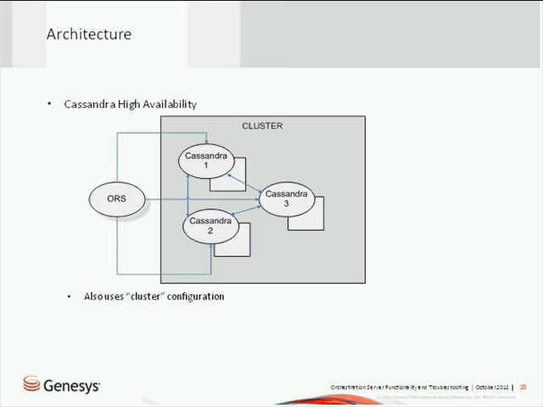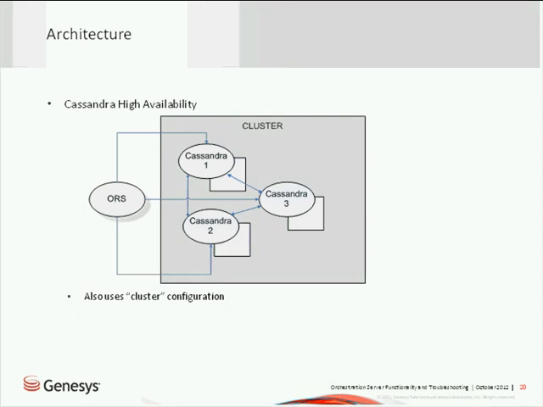So the Cassandra side of it, it's the same thing. They're going to use a cluster configuration. So you're going to have different Cassandra nodes in your cluster, and it's going to behave the same way. All your ORSs in this case, there's a single one here, but you could have multiple ORSs in a cluster. They're all going to connect to each Cassandra. The Cassandras are all going to talk to each other.